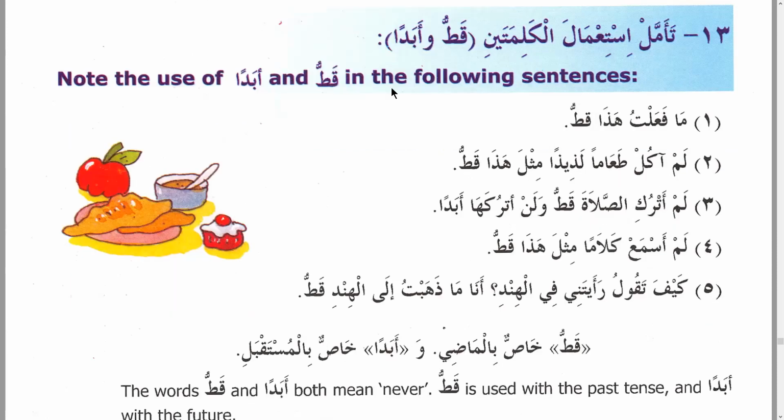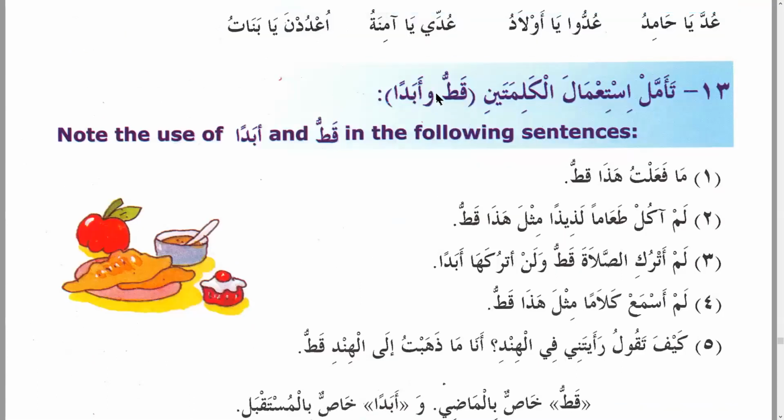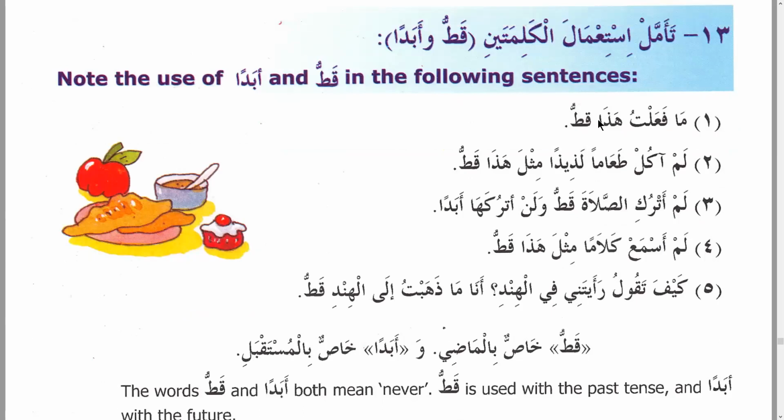And note the usage in the following sentences. They say ma fa'altu hadha qattu, and this is mabni. Abadan is always used as abadan. So qattu, I remember it's mabni because no tanween, no alif lam, right? Ma fa'altu hadha qattu. I did not do this ever.